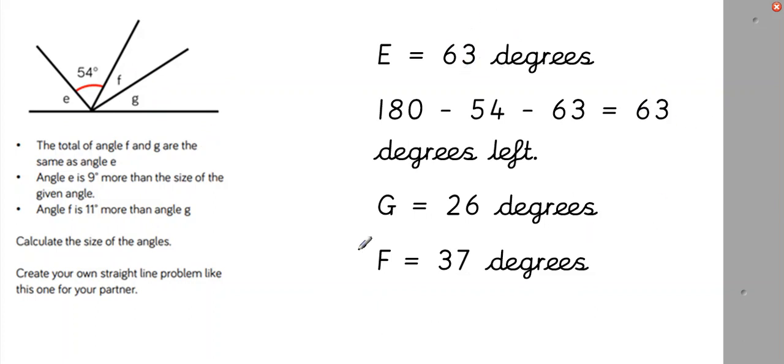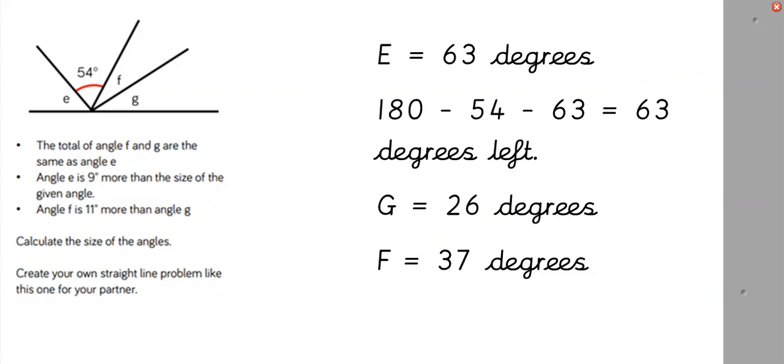So then we need to make sure that angle F is 11 degrees more than angle G, and that they still both add up to 63 degrees. So G must be 26 degrees and F must be 37 degrees. Well done if you got those correct.